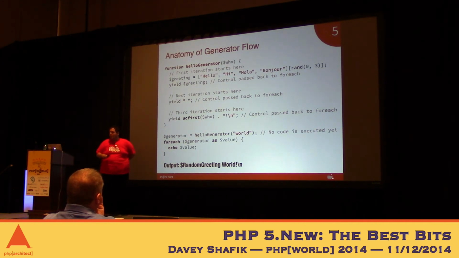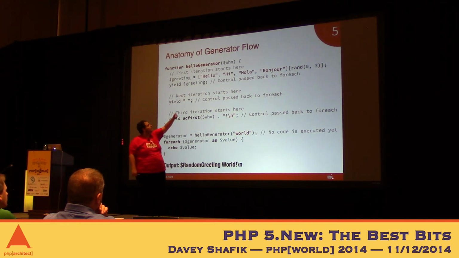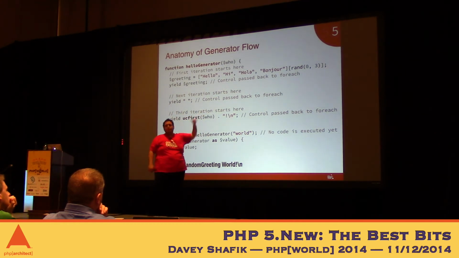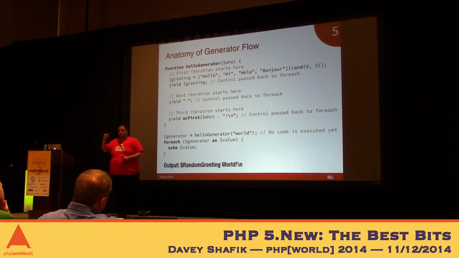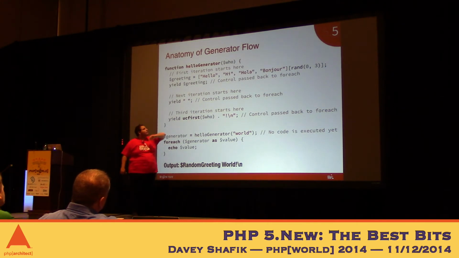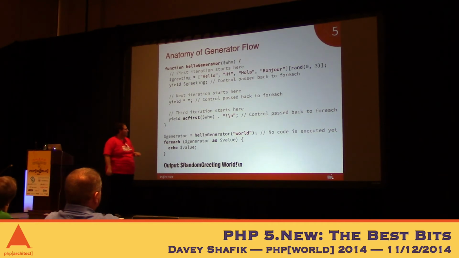This set of slides is insane, just so you know. It took me hours to write it, and if you have questions, please stop me. Okay, function hello generator, $who is the argument. We use our wonderful array dereferencing to get $greeting, a random one of three, so it'll give me a random greeting. Yield $greeting, which passes control back to our foreach, which we'll get to in a second. On the next iteration, we output a space, and on the third iteration, we output whatever the name was with ucfirst.